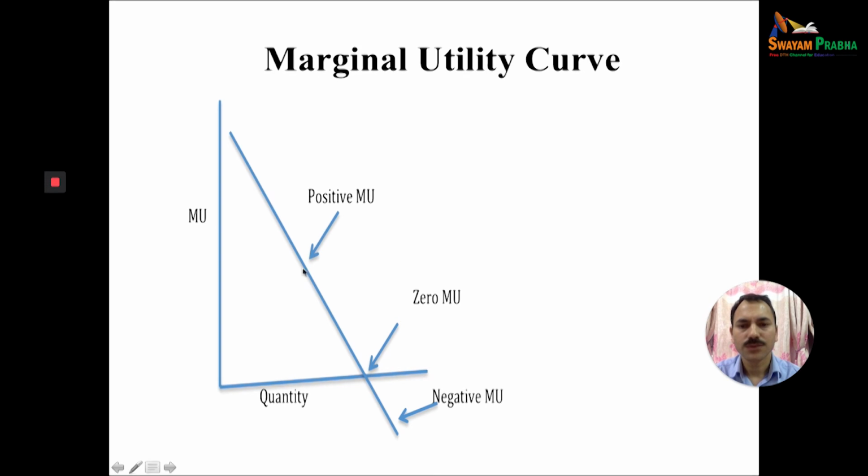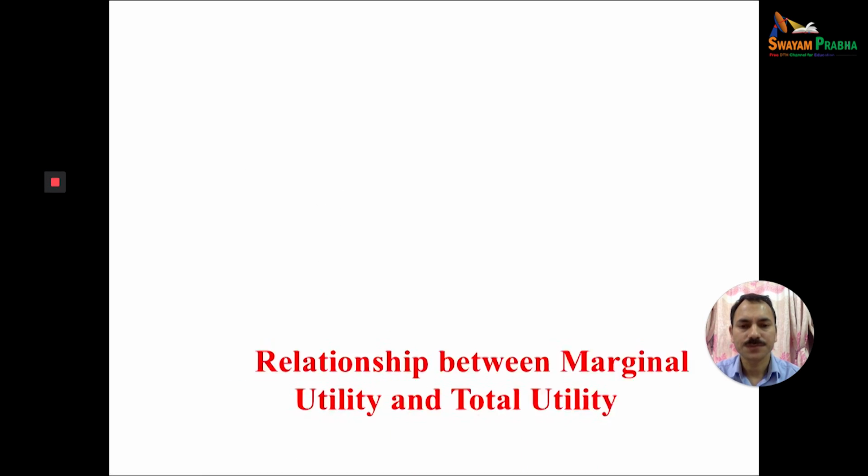On the X-axis we have quantity, on the Y-axis we have marginal utility, and this curve shows the downward slope. Positive marginal utility means the total utility is increasing, and when the total utility is maximum, the marginal utility will be zero. When total utility starts decreasing, marginal utility will be negative. Positive when the total utility is still increasing by consuming more and more units of the product.